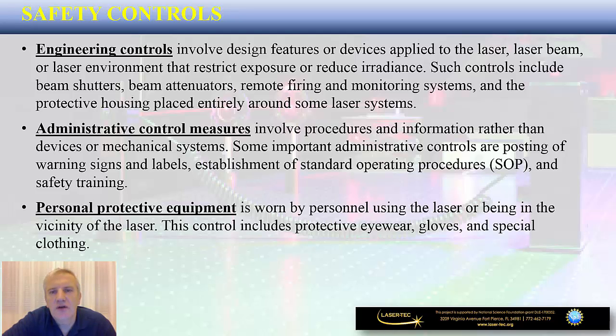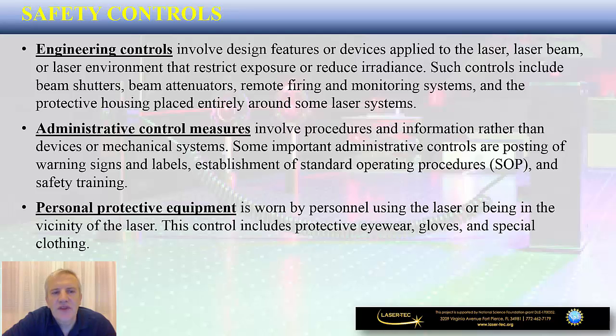Not only are we talking about monitoring systems, we are also talking about certain features such as certain walls and beam shutters. You may have beam dumps that would be collecting the laser radiation. You may have beam attenuators that would be reducing the amount of power coming out of the laser, etc. So there are a lot of different types of engineering controls that can be established in the laser lab.